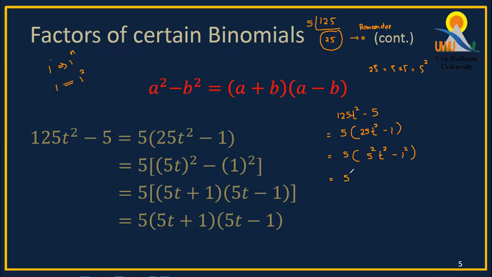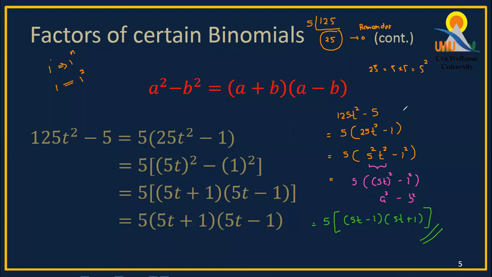Then 5 is common. If you consider the quantity inside the bracket, it is quite similar to 5 times t squared minus 1 squared. This is what we get now. This is quite similar to a squared minus b squared. Then using the concepts that we have discussed so far, we can write this as 5, the single term common factor that we have considered. Then the remaining is 5t squared minus 1 squared, which you can write as 5t minus 1 times 5t plus 1. That is how we can obtain the factors if it is given in this form.